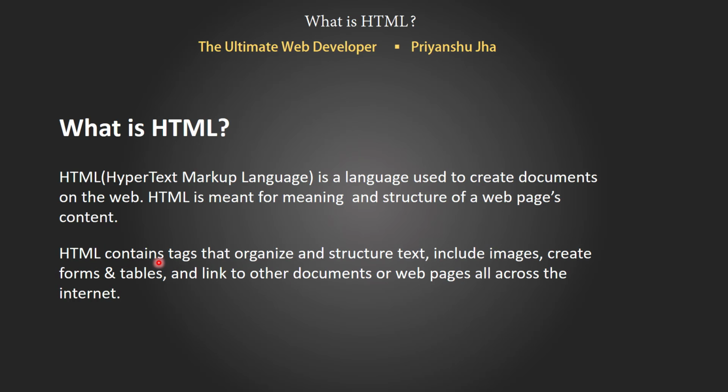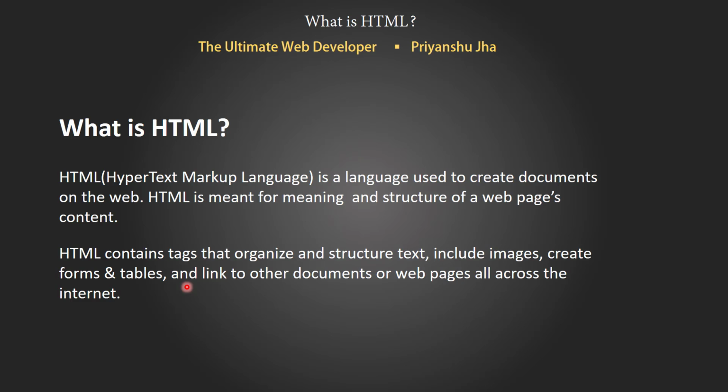And then we see HTML contains tags that organize and structure text, include images, create forms and tables, and link to other documents or web pages all across the internet. Using HTML, you can include images and text in your web page, or create forms that can take some input and give you feedback. Also you can use tables, or link your website to other documents or web pages all over the internet. So this is the basic information about HTML.